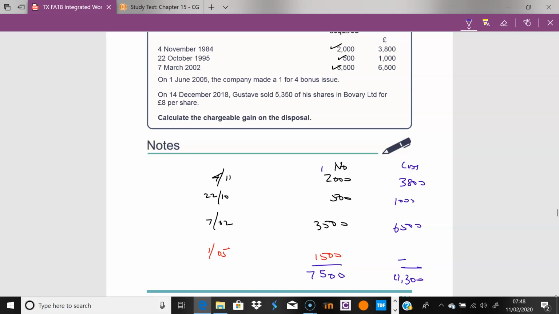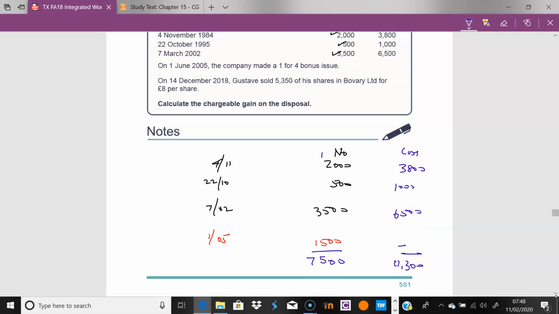Then he goes along and sells 5,000. It's just AVCO. He sells 5,350. You can see here that nothing is on the same day. There is no future 30 days. Everything will come from the pool, which is typical. This is what we typically get. So you have 5,350 coming out.